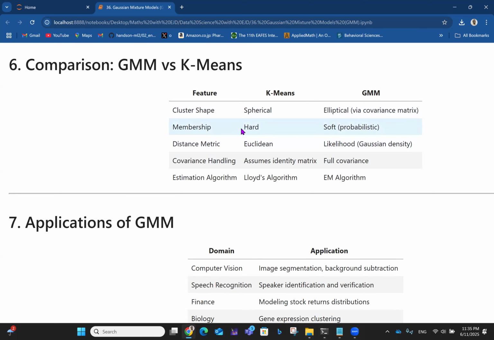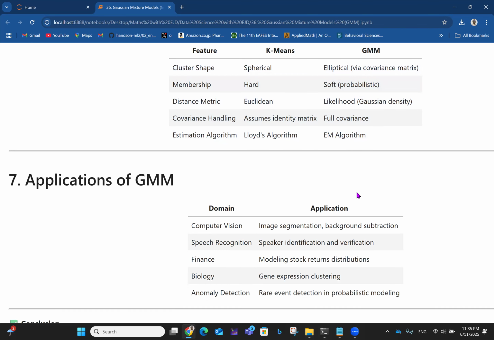Then talking about the distance metric, for K-means it is Euclidean in nature, and for GMM it is likelihood. Since we are talking about Gaussian density, which is probabilistic. Then for covariance handling, K-means assumes identity matrix, while GMM takes full covariance. For estimation algorithm, K-means uses Lloyd's algorithm, while GMM uses expectation maximization algorithm.